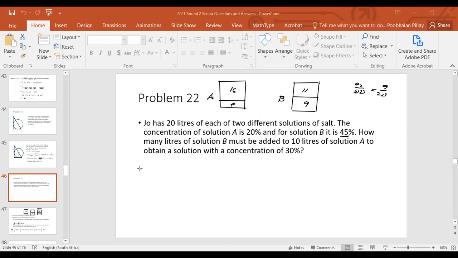So let's put a new diagram here. I'm going to put a biggish diagram, because I'm going to record a lot of pieces of information. So you've got stuff which is moved over from solution B. How many liters of solution B must be added to 10 liters of solution A? You've got solution A sitting inside here, but you only have 10 liters, so it's half the amount.